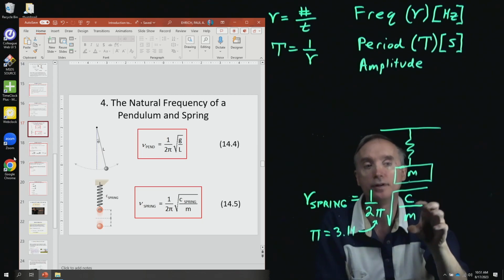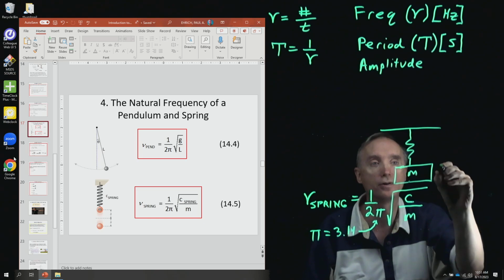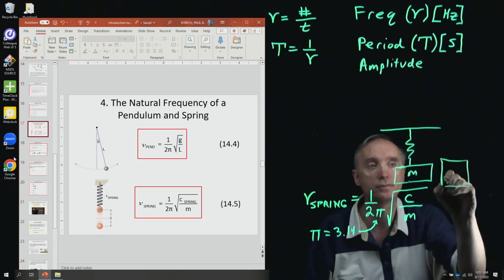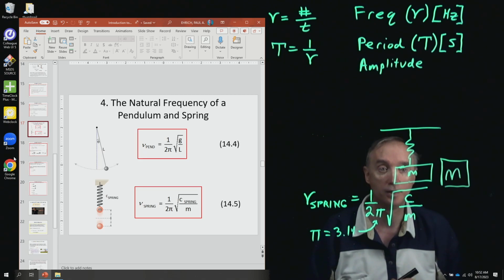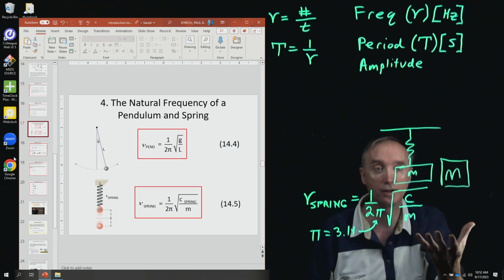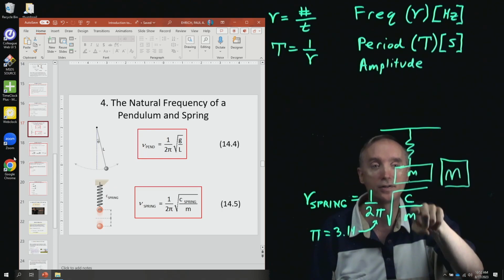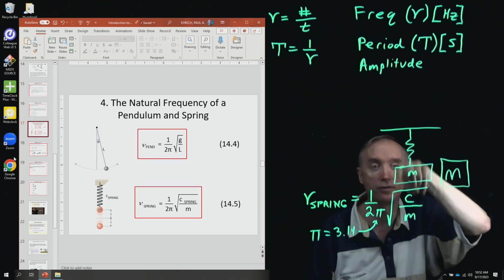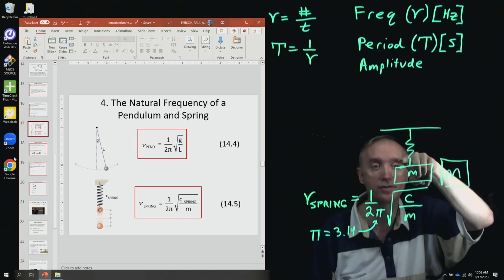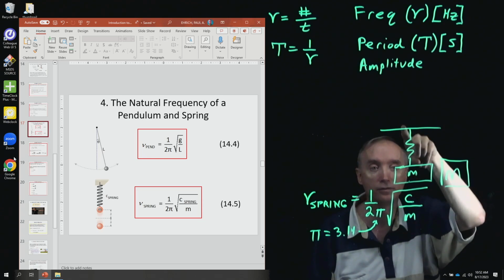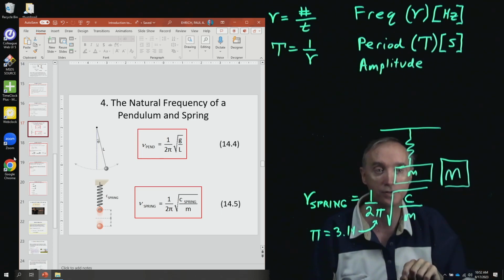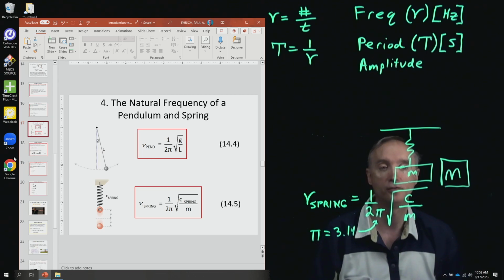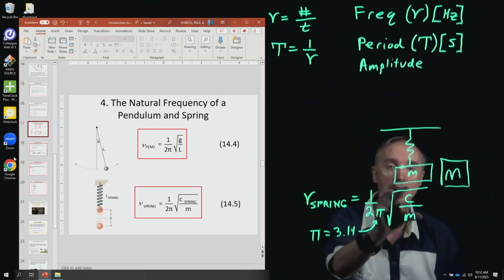Now what would happen if I took a larger mass and hung it from the same spring, and I pull it down and I let it go? Is it going to oscillate at a higher frequency? Is it going to oscillate at a lower frequency? Or is it going to oscillate at the same frequency that it did before? You should be able to figure out the answer to that just by looking at the equation.